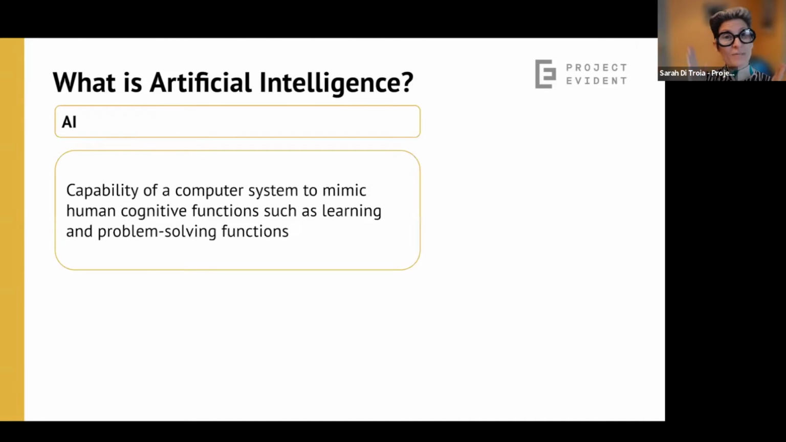So just straight up, what might be called narrow AI, traditional AI, is the capacity of a computer to mimic human cognitive functions, such as learning and problem-solving functions. And I'm going to give you a couple examples of what that looks like. That has been around for decades, for 30 years, and it certainly has shaped your life as a consumer directly for probably the last 10 years at least.